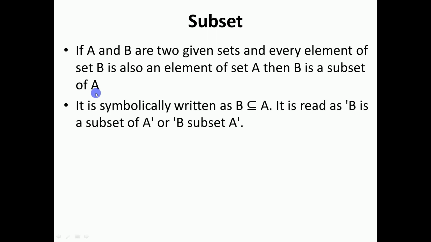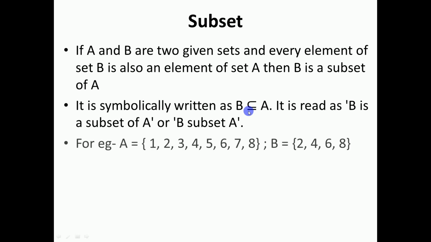Now, it is written symbolically like this, B, and this is the sign for subset, and it is read as subset A. So we can read this as B is a subset of A or B subset A. So this is the sign for subset. Now let me make you understand with an example.